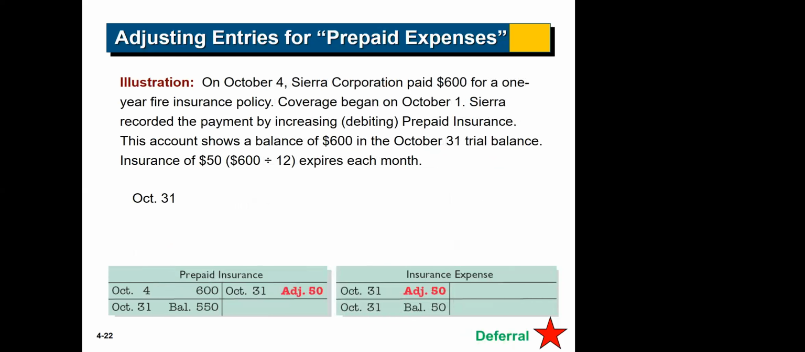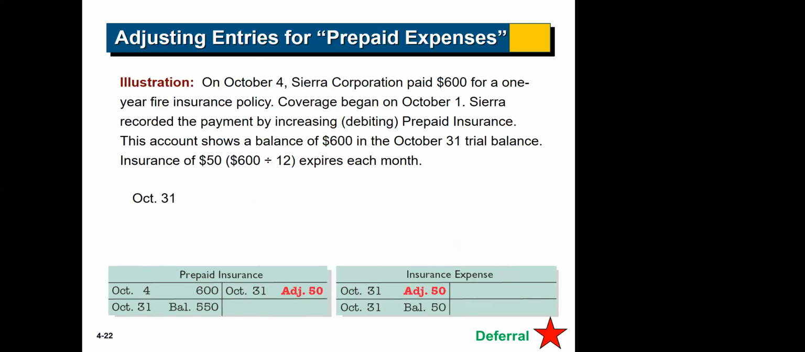Okay, let's see. On October 4th, Sierra Corporation paid $600 for a 1-year fire insurance policy. Coverage began on October 1. Sierra recorded the payments by increasing or debiting prepaid insurance. This account shows a balance of $600 in the October 31st trial balance. Insurance of $50 expires each month.